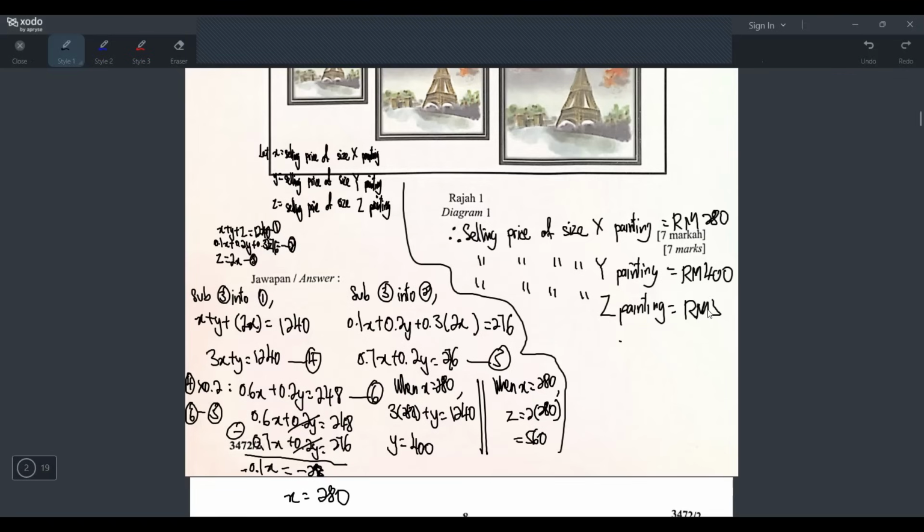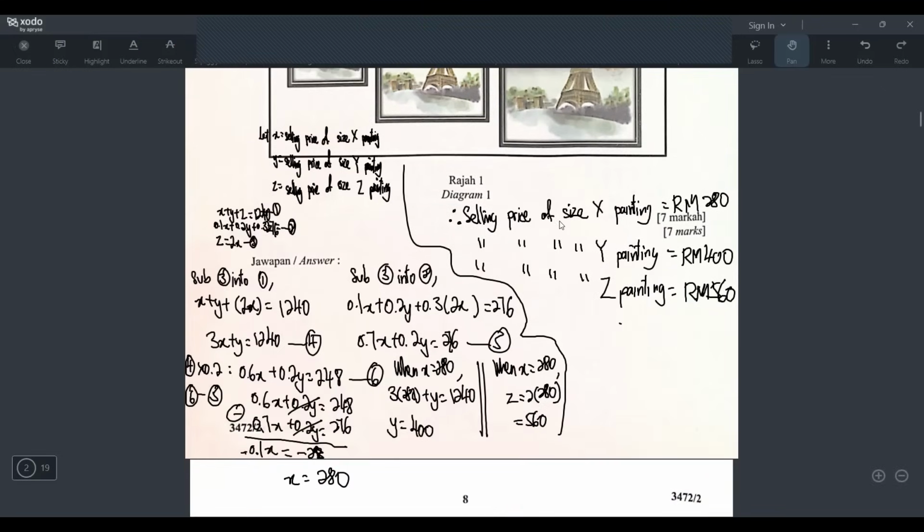So makes sense, right? The biggest painting, the bigger size will cost more because it's bigger in size. So the selling price will be lagi mahal lah. Why is it important to write like this? Because sometimes you might lose marks if you don't write the last baris nicely. Because if you just write like this, sometimes, okay, actually you can just write X is 280, Y 400, Z 560 also, right? But if you want to be safe, I recommend write like this, right?